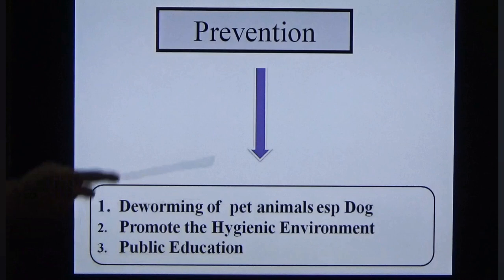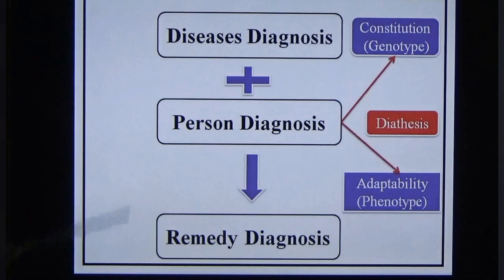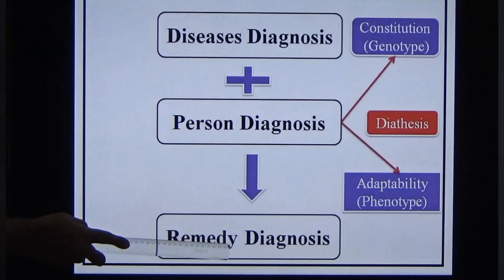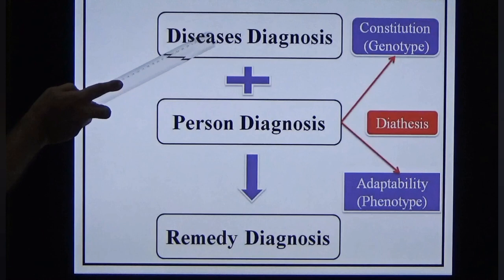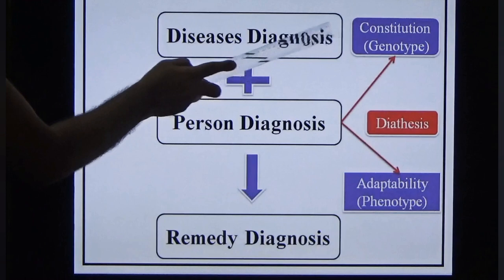Okay. Now I am coming to the homeopathic understanding. As we are aware, the homeopath needs three diagnoses: disease diagnosis, person diagnosis, and remedy diagnosis. Disease diagnosis is very important. We have to know about the disease diagnosis, not to prescribe the remedy, but to eliminate the common diagnostic symptoms and to identify the PQRS symptoms.